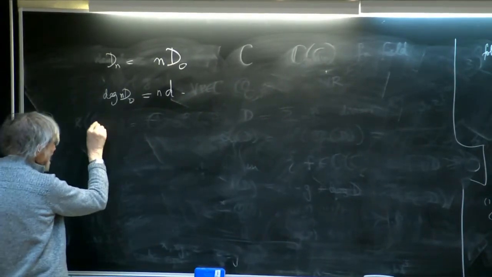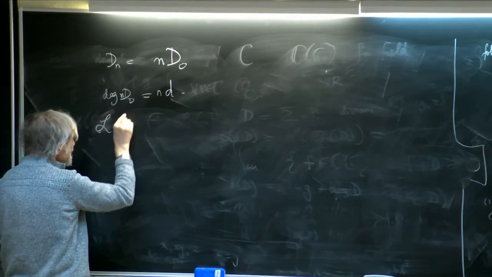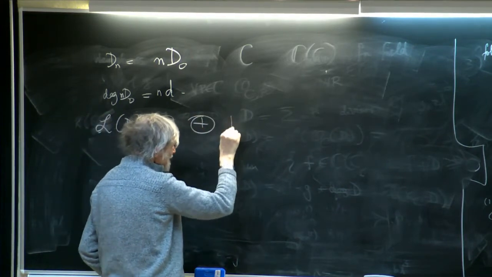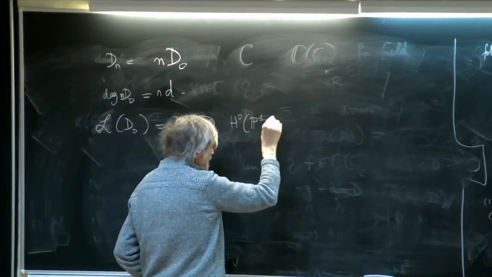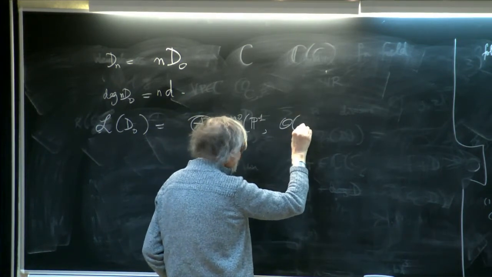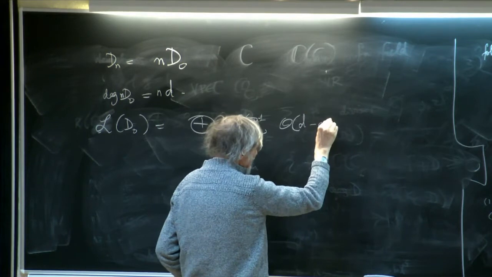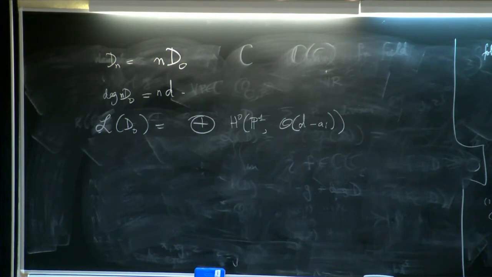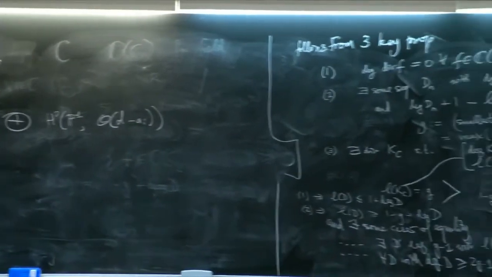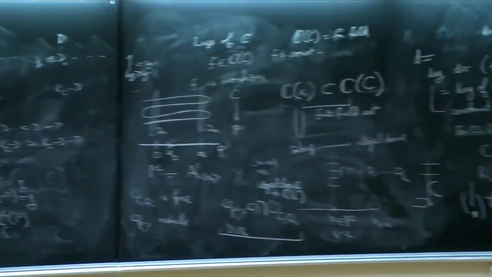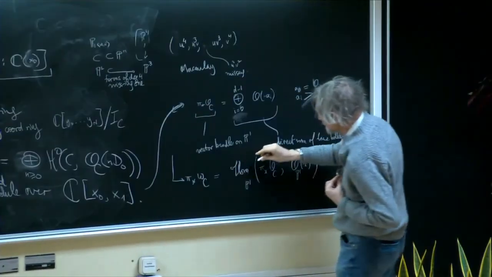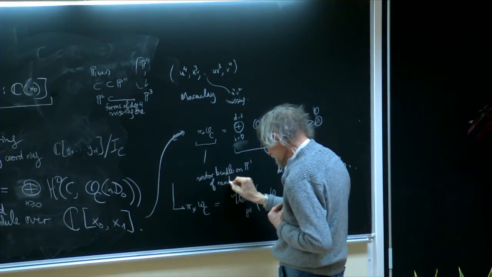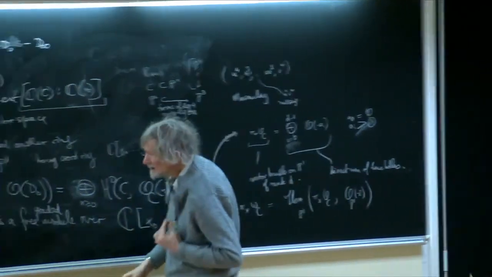On the other hand, L of D naught is the direct sum of H naught of P1, O of D minus these AIs. Yes. And so I should have written this sum I equals 0 to D minus 1, right? This thing here is a vector bundle on P1 of rank D. Yes?